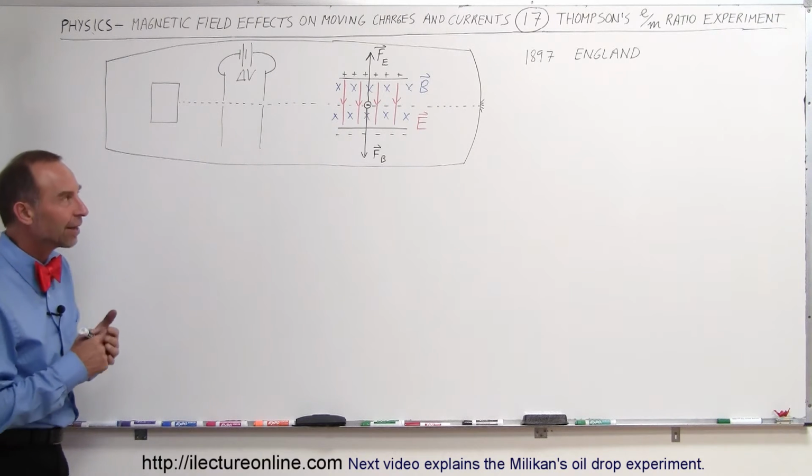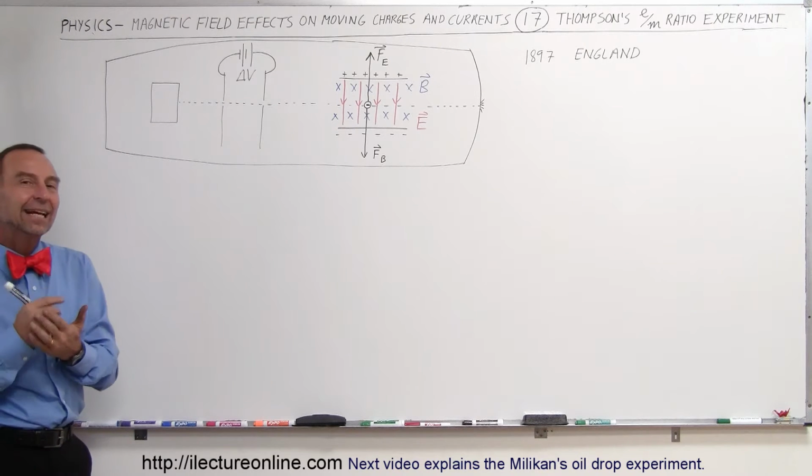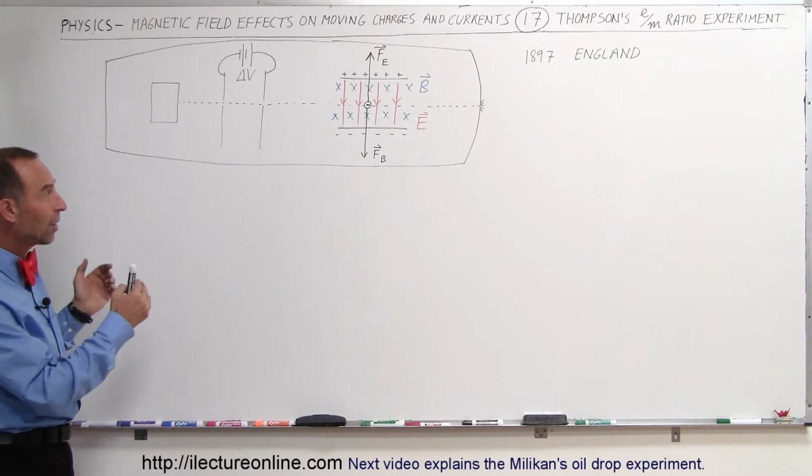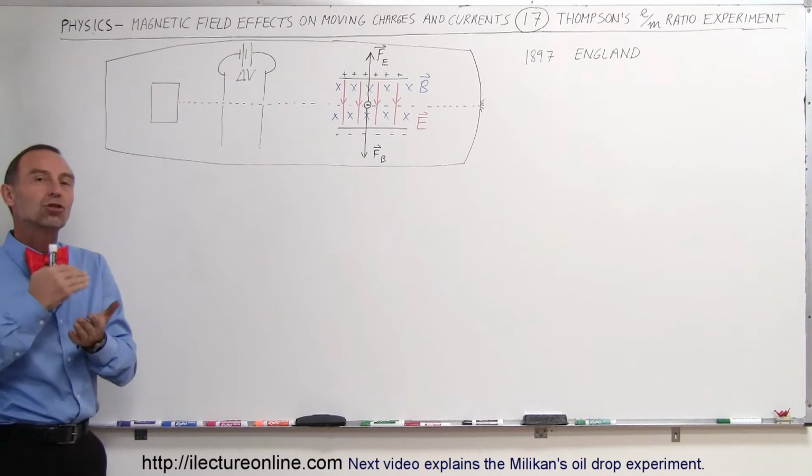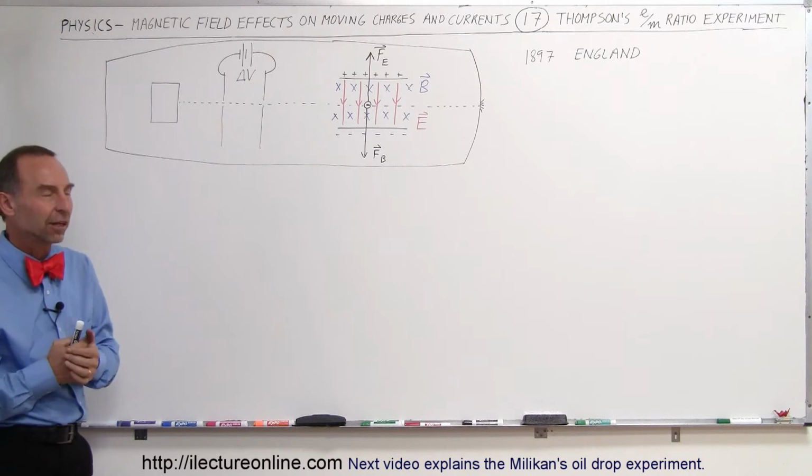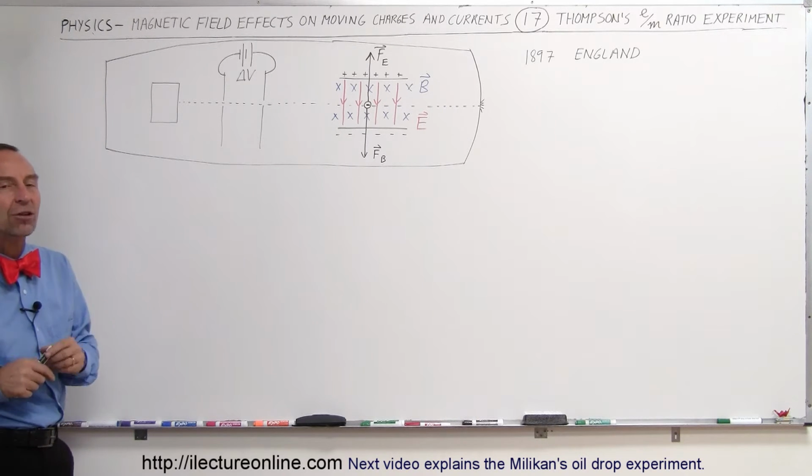Here's a very interesting application of the effect of moving charges in a magnetic field. This was done by Thomson, who in 1897 in England determined how to calculate the ratio of the charge of an electron divided by the mass of an electron, so the e to m ratio.